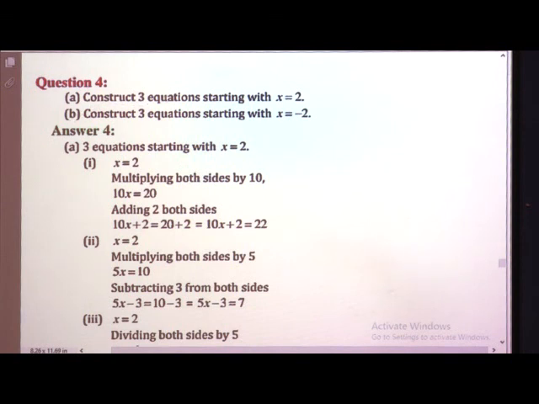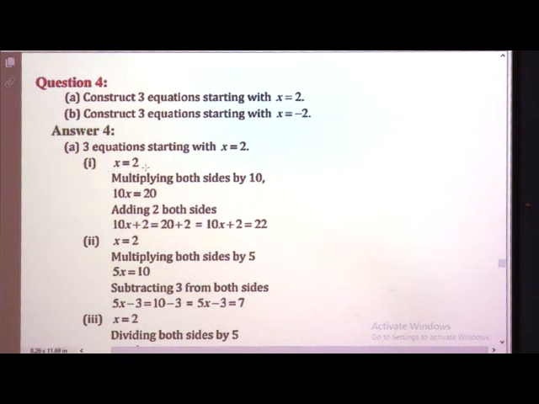Construct 3 equations starting with x is equal to 2. What will be the value of x? x is equal to 2. We will see the 3 equations one by one, a set of equations for A. Then you can construct the same equations with a negative sign, but you know very well that when it is minus 2 and plus 2 the value differs. So, just try to understand this and you can attempt your own second example B.